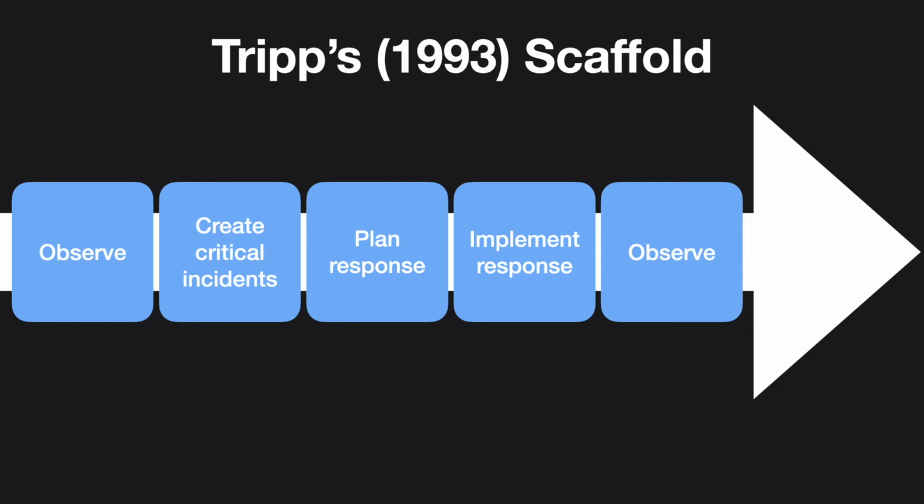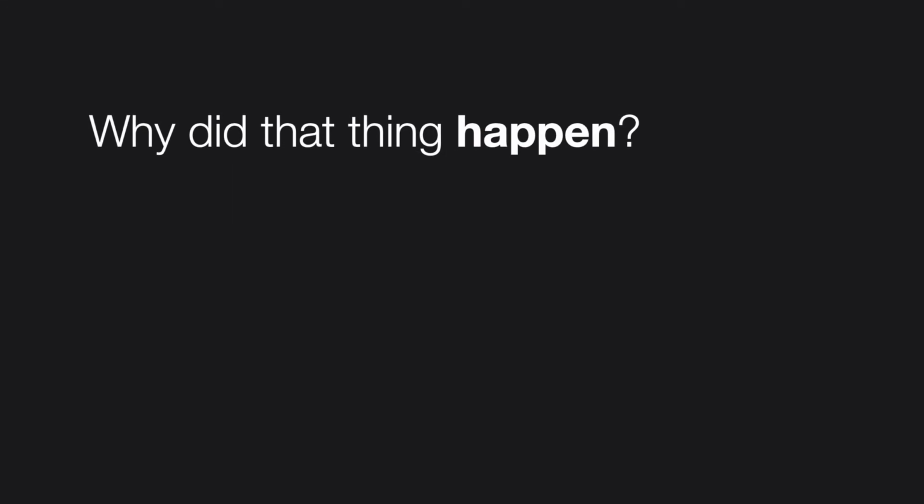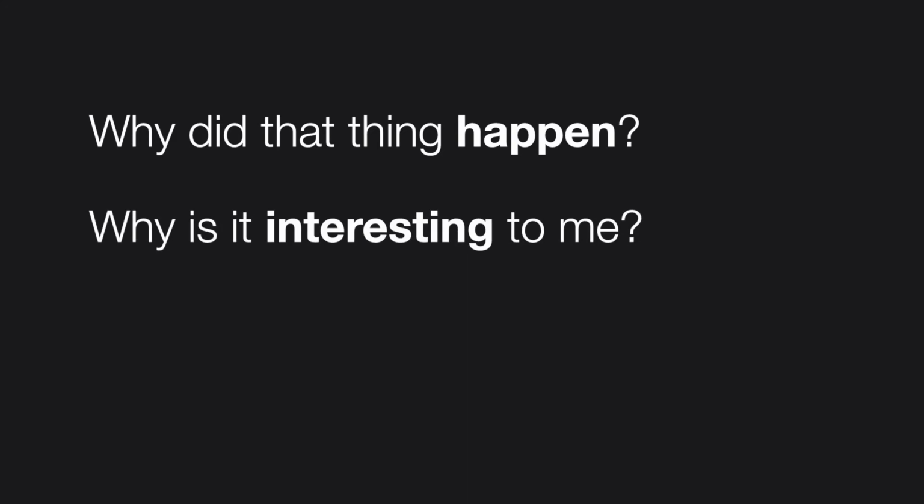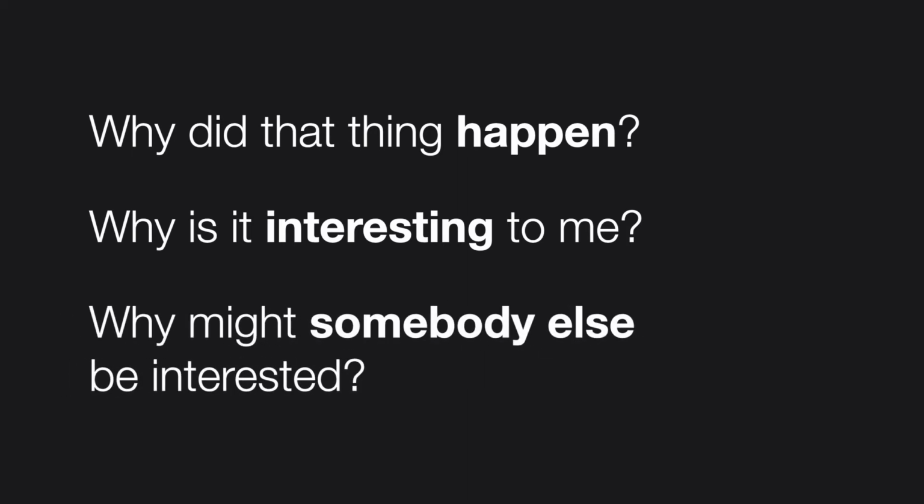The key thing here is that there are three questions that I think help to create a problem of practice, so something worthy of investigation, and forming that into a research question. So the first question you might ask is, why did that thing happen? Like, what's going on here, and I want to know more about it. Secondly, you should ask why it's interesting to you. What is it about this particular instance or occurrence that you're interested in? And then why might it be interesting to somebody else?